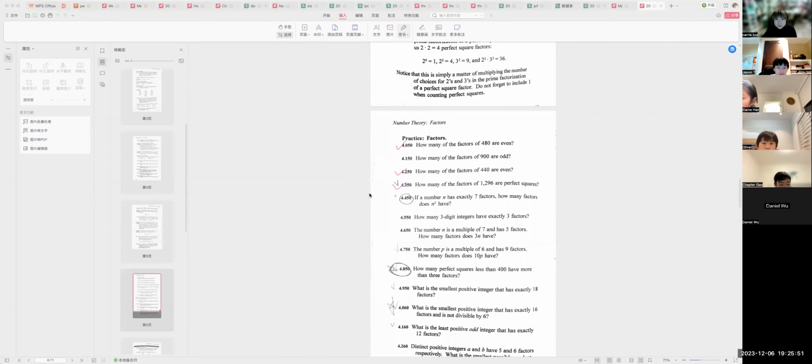I think 17. Even? Yeah, let me see. 140. Yeah, let's take a look at this one. How many factors of 480 are even? So 480 divided by 2 is 240, divided by 2 is 120, divided by 2 is 60, divided by 2 is 30, divided by 2 is 15, divided by 3 and 5, right? So 480 equals 2 to the power 5 times 3 to the power 1 times 5 to the power 1, right?